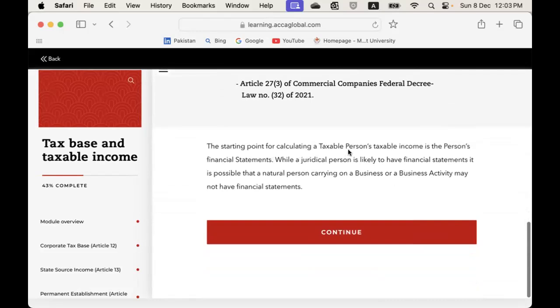The starting point for calculating a taxable person's taxable income is the person's financial statements. Yes, and I am afraid Haya and Abbas will be able to quickly answer this. Which note do practitioners love to look at, or what part of the financial statements do practitioners go to immediately when they start? Don't answer, Haya and Abbas. Let others answer this question.